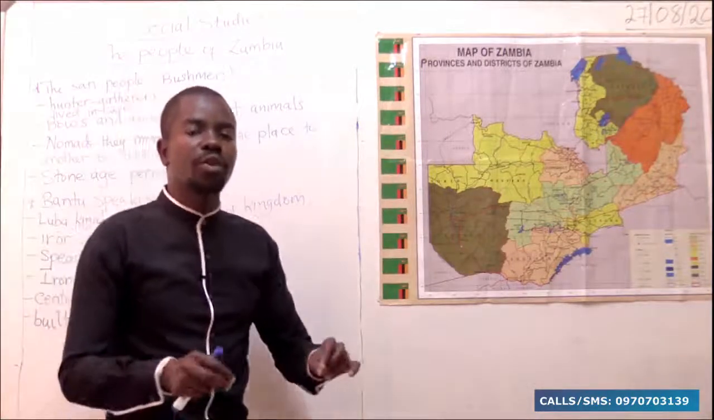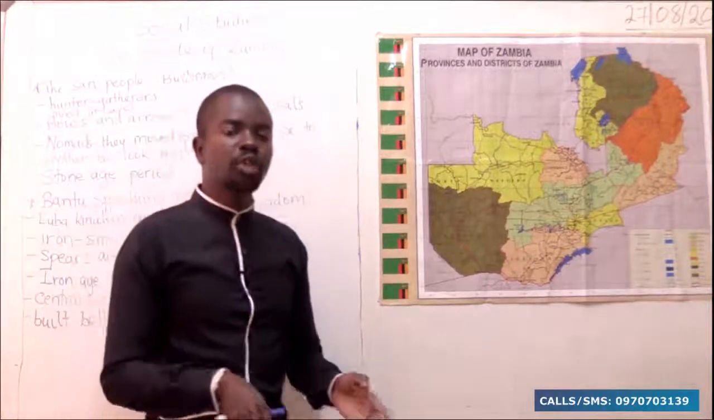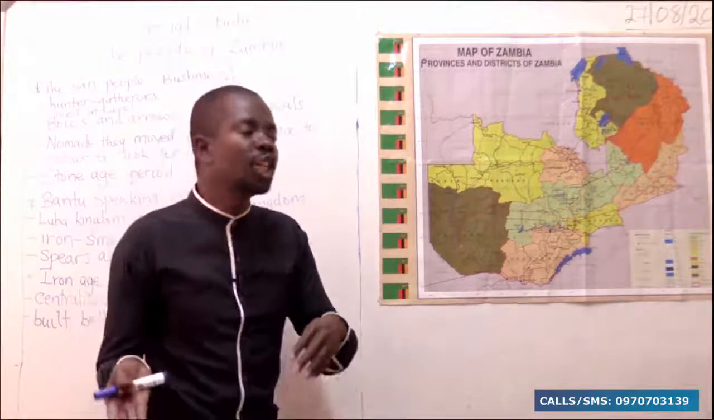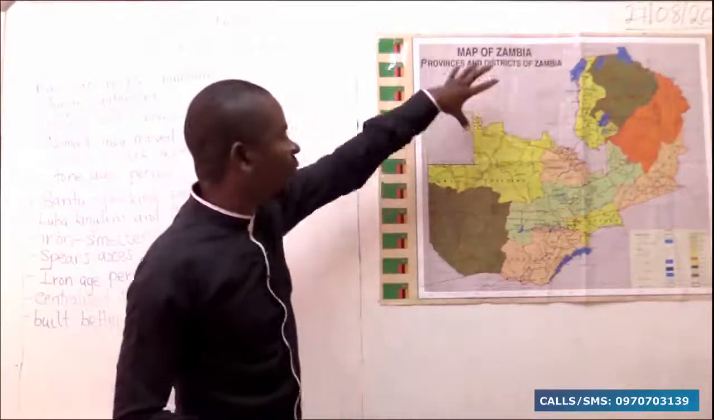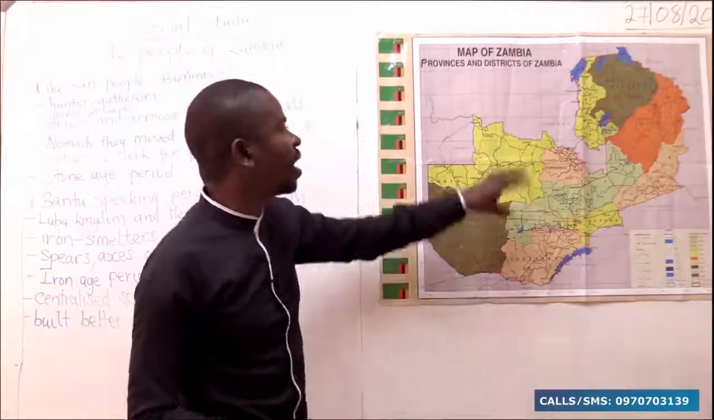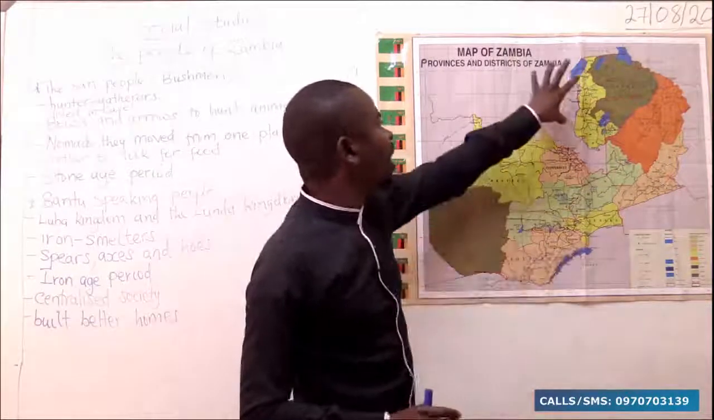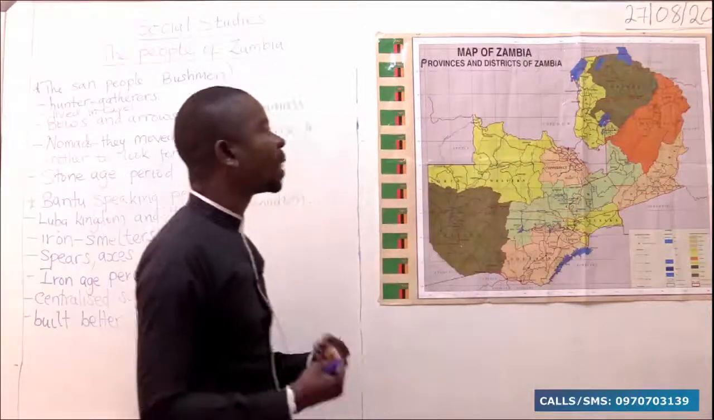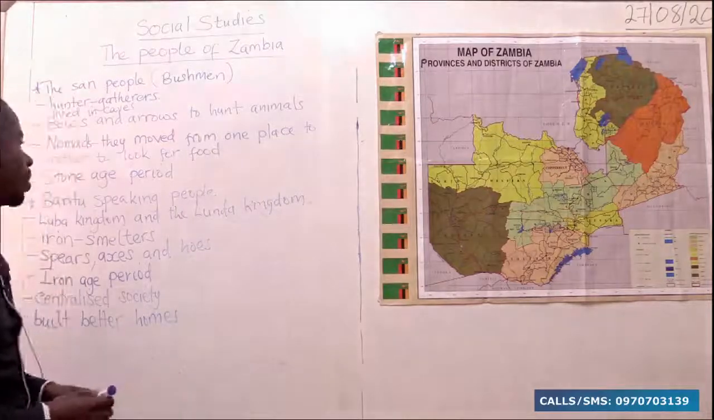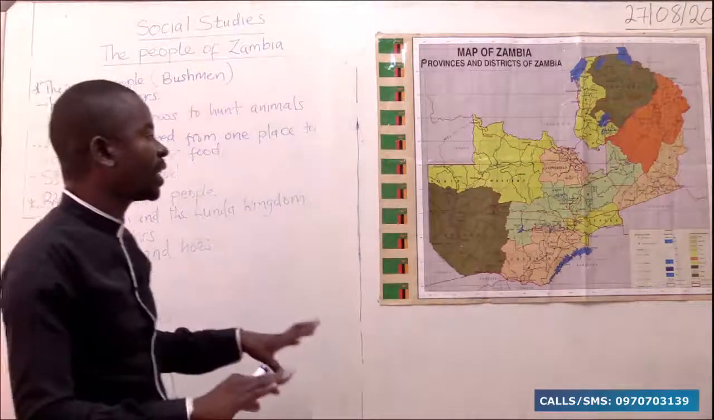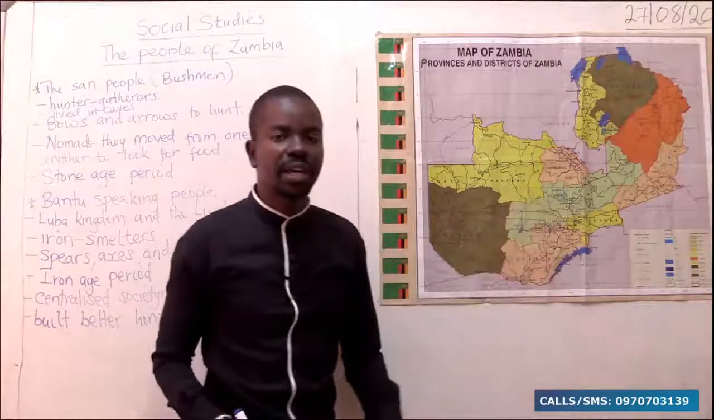They couldn't go further because of the forest that is along the equator. So they were forced to move eastwards into Congo DR. When they settled in Congo DR, they formed the Luba and the Lunda kingdoms. From there they separated, and that's how these tribes came.